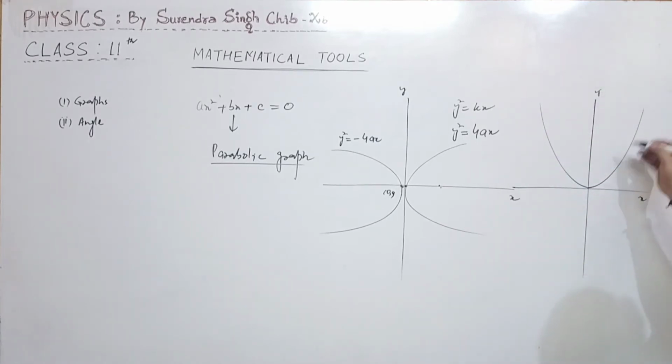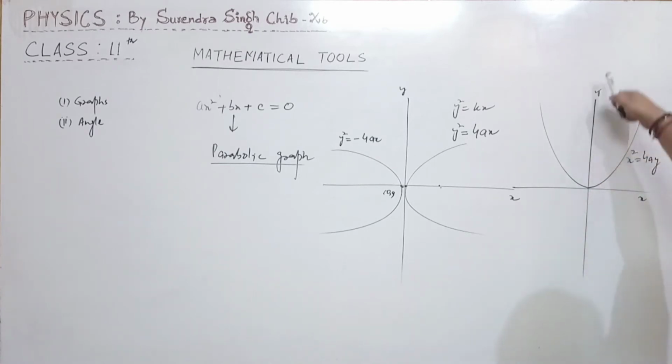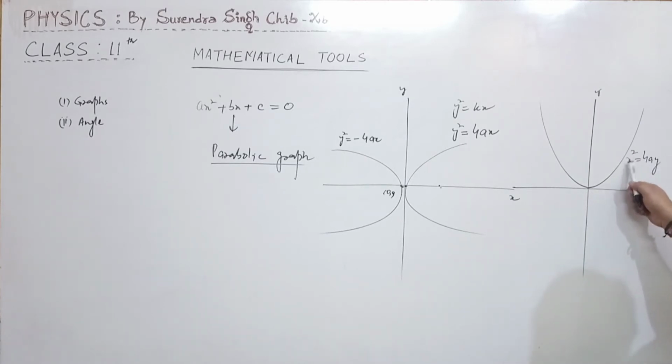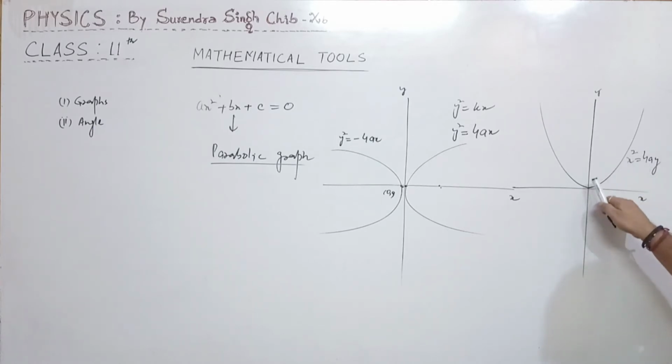So this is also an equation of a parabola, the graph of a quadratic equation, and its equation is x square equals 4ay. The way to remember this is x square. It means x can have two values, positive and negative. So this graph will have a positive side of x and also a negative side of x.